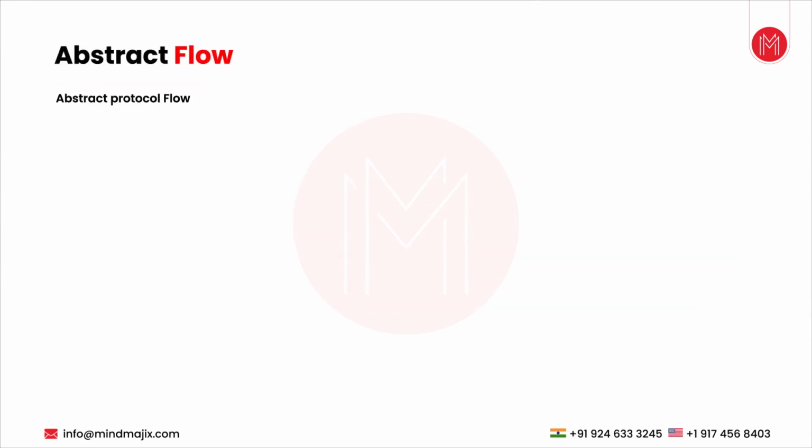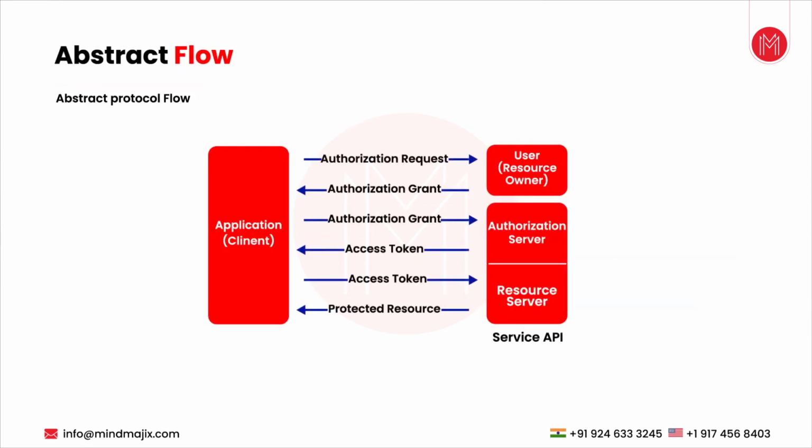So if we want to understand the abstract flow of OAuth 2.0, you have an application that is your client, which makes an authorization request to the end user.